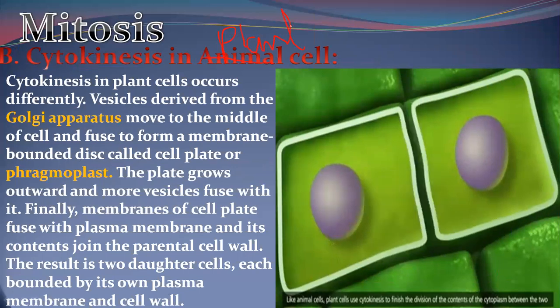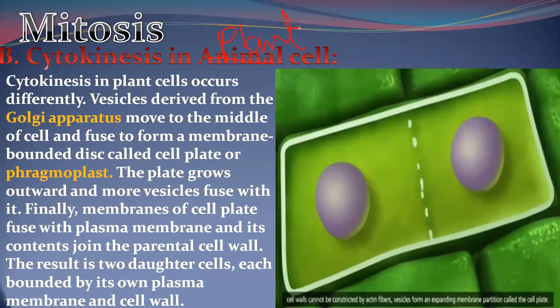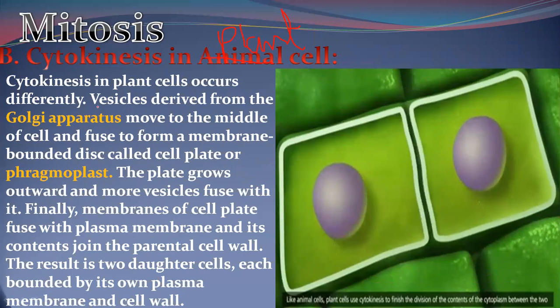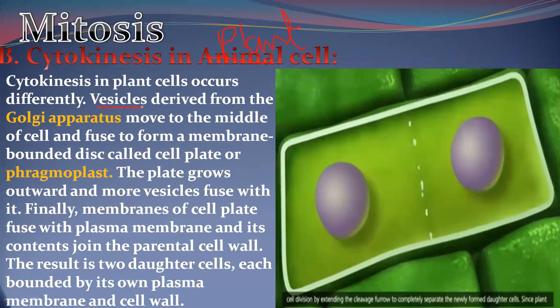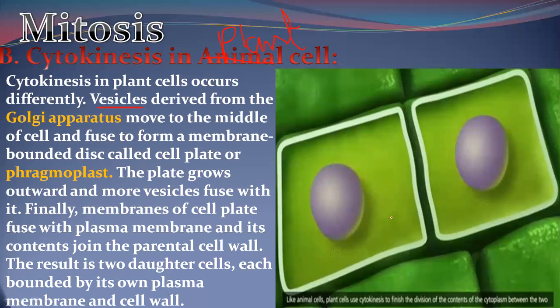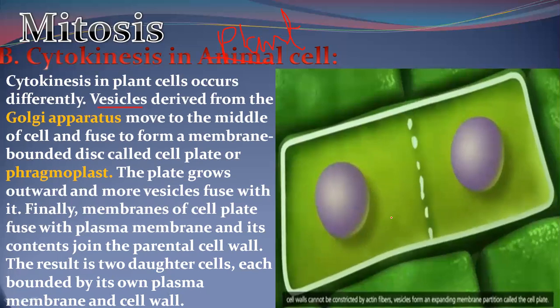Cytokinesis in a plant cell is a little complicated and different because there is a cell wall. So the cell wall has to be divided also. We can see that several vesicles derived from the Golgi apparatus move to the center. Why? Because the Golgi vesicles are modified and have lysosomal quality. We know that they have digestive enzymes inside, so they start to move towards the center.